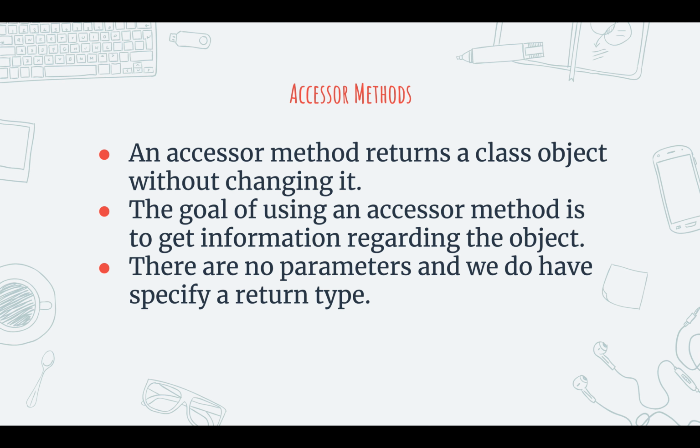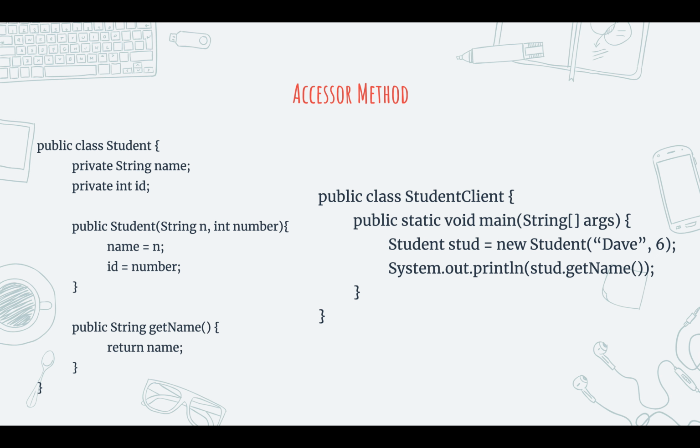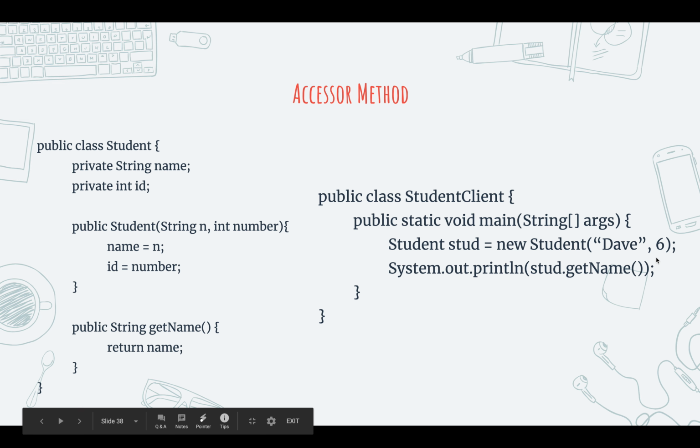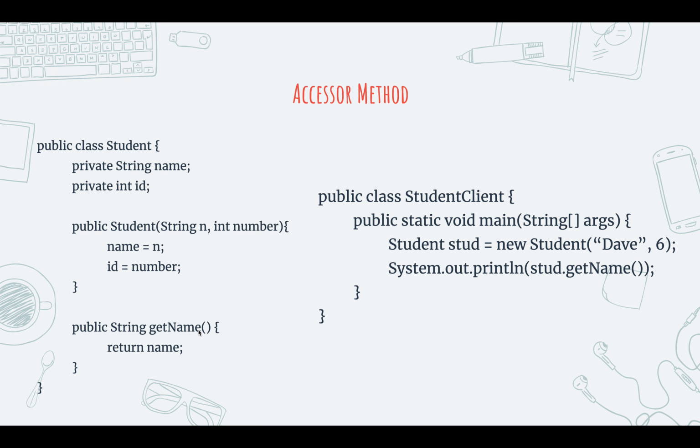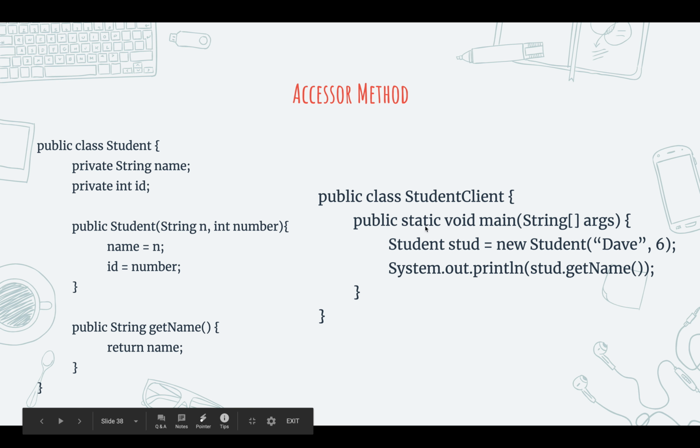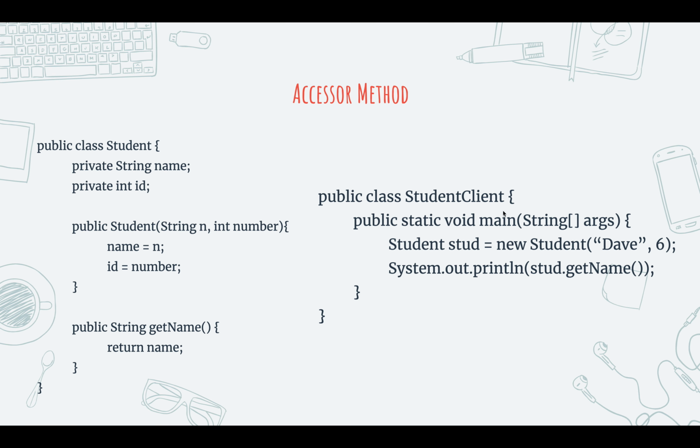Okay? So let's look at an accessor method. We have public class Student, private String name, private integer ID, and we create the object with our Dave and value number 6. And then we have a public String getName. Public is telling the compiler that we can access this method from another class, and this class is StudentClient, or the driver class. So we can access this getName method. getName is the method name, and that's how we call the method.